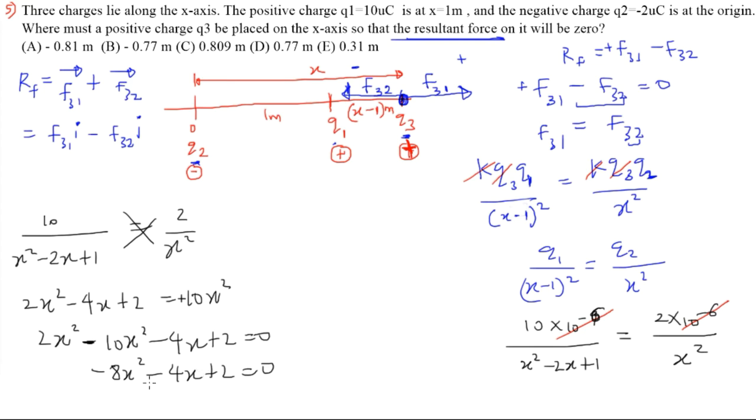If you solve this quadratic equation very well, you should have x equal to 0.31 or minus 0.81 in meters. That's option A. Very correct. Now let's solve another problem.